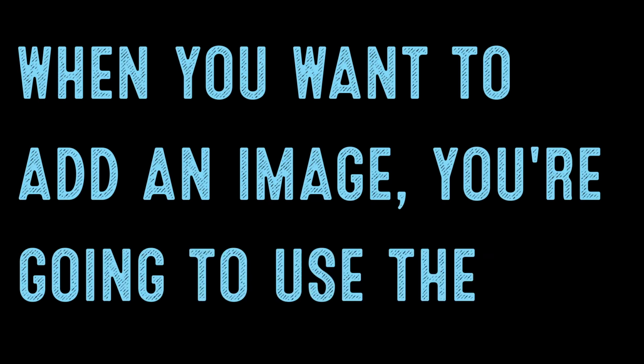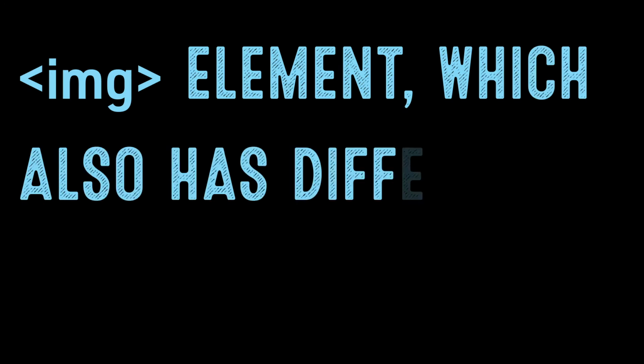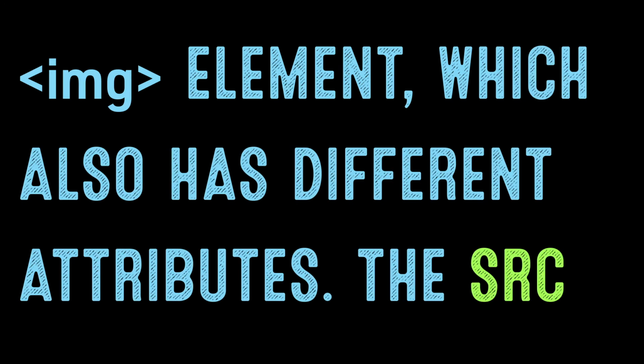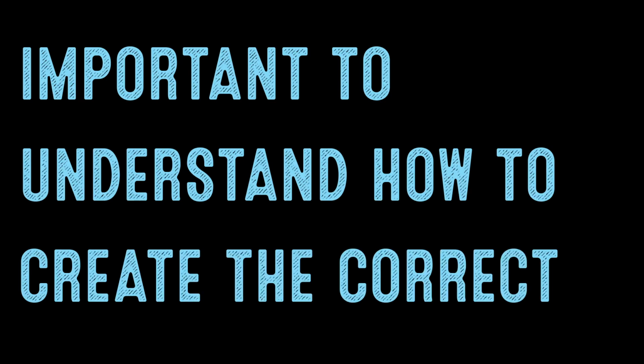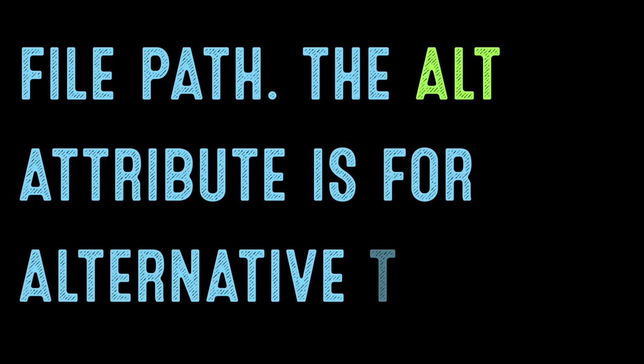The Daily Code Snippet. When you want to add an image, you're going to use the image element, which also has different attributes. The source attribute tells the browser where to find the file, so it is important to understand how to create the correct file path. The alt attribute is for alternative text.